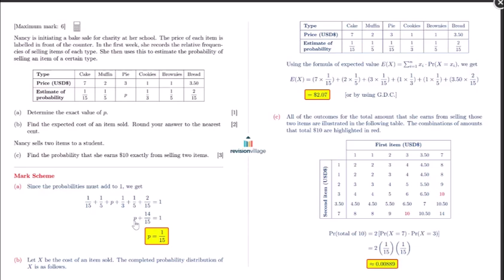I now solve for P by subtracting 14 on 15 from both sides. So 1 subtract 14 on 15. And I get a probability of a customer buying a pie of 1 on 15.